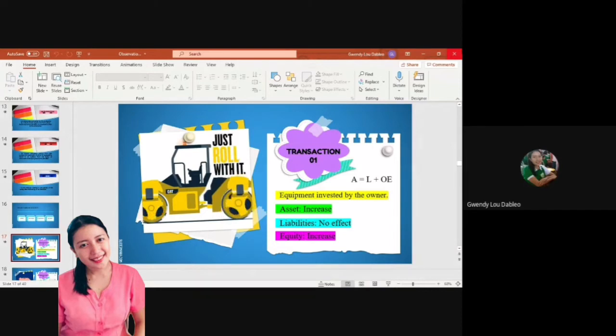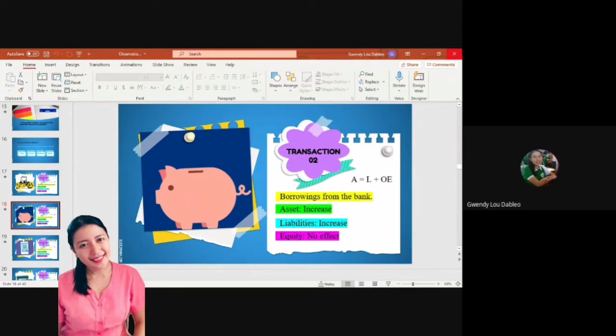Now let's proceed to the second transaction. So for the second transaction, there is a borrowing of money from the bank. Charmeline, what will happen to asset if we have this kind of transaction? If there is a borrowing from the bank, then the asset will increase. Why is that so? Because the money being borrowed will be used in the business. Okay, very good. So technically speaking, whenever we borrow money from the bank, cash will always increase.